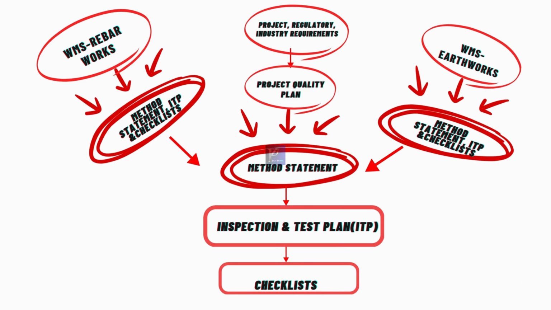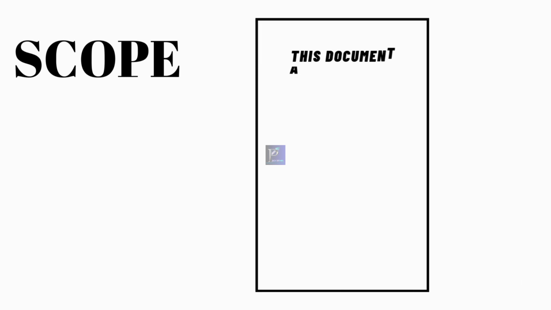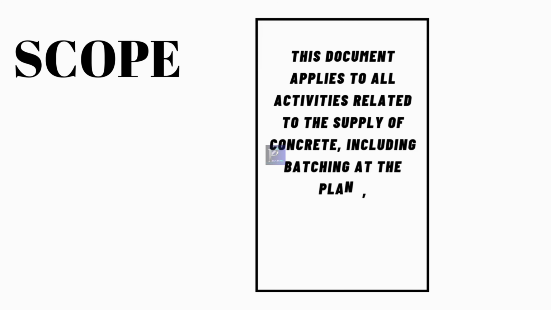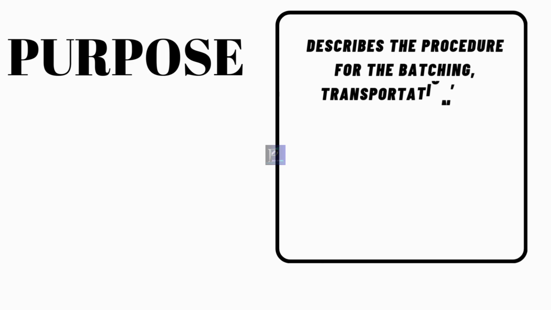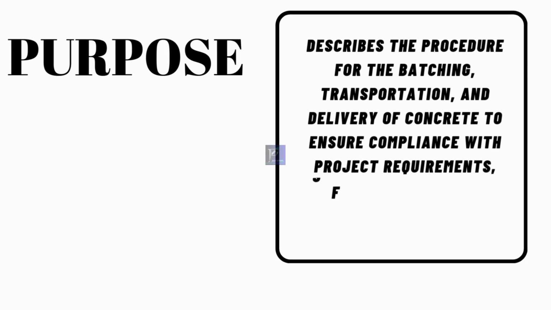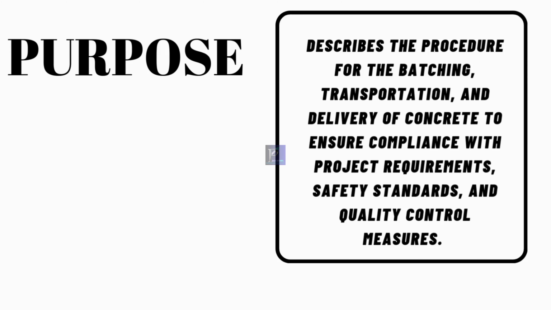For example, if the project involves M40 grade concrete, the specific locations where this grade is to be used should be identified. The purpose of the method statement is to compile all relevant instructions for M40 concrete works into a single document. This document must be reviewed and approved by the client before work begins.